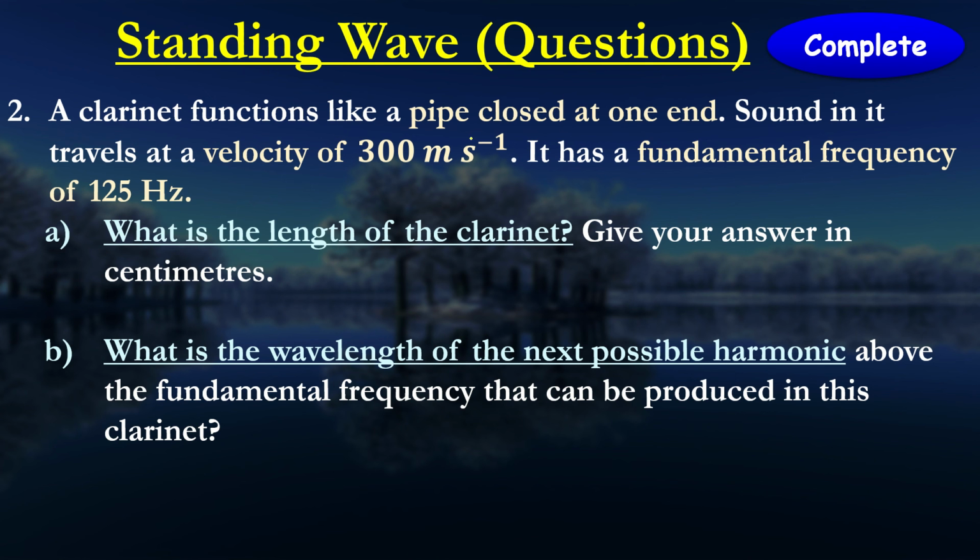Now, slightly different, if we have a pipe closed at one end, so one fixed end, one open end, what is the length of the clarinet that we're dealing with if the fundamental frequency is 125 hertz? Now we know that the wavelength is 2n minus 1, okay, divided by L, okay? And we have velocity somewhere as well.